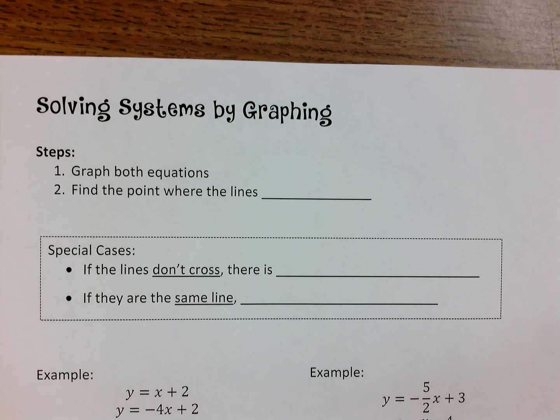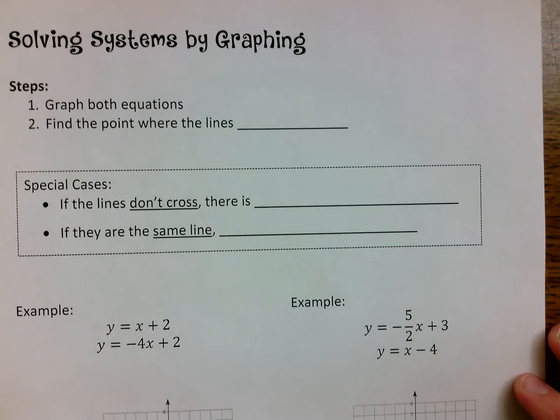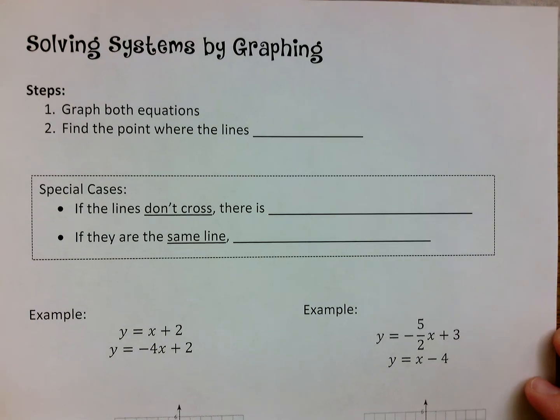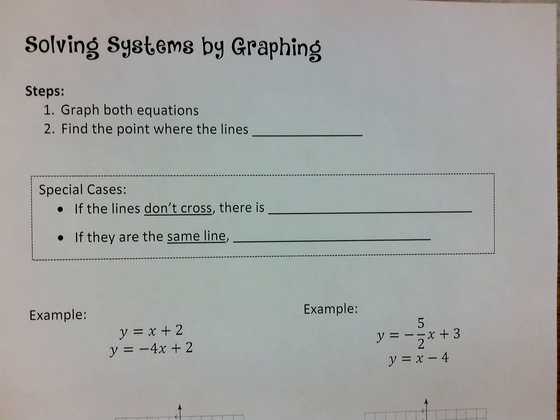So we're going to look at 3 different ways that you can solve a system of equations. Today we're going to look at the first way, which is solving a system of equations by graphing. How we're going to do that is we're basically going to make a picture and then find the point that makes both equations true.